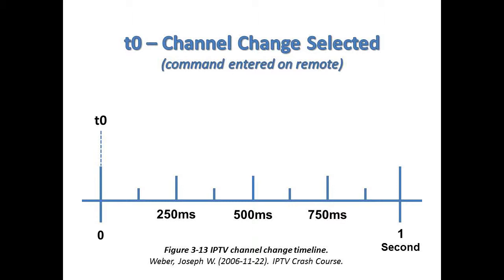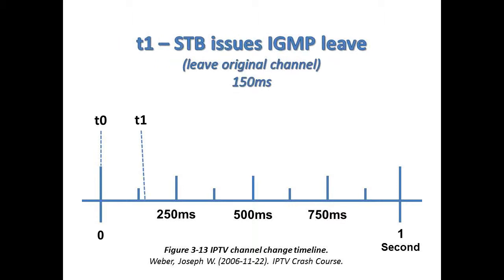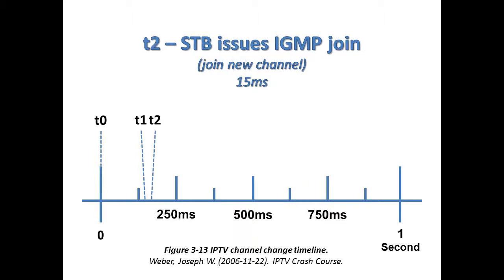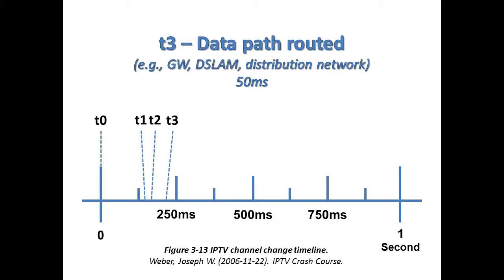T0 is the channel change being selected: pressing the up, down button, previous channel, whatever method on the remote to change the channel. At T1, the set-top box issues the IGMP command to leave that original channel. That happens within 150 milliseconds of pressing that channel selection. Right after that, the set-top box issues the command to join the new channel through the IP network. T3 on the timeline is the data path is routed.